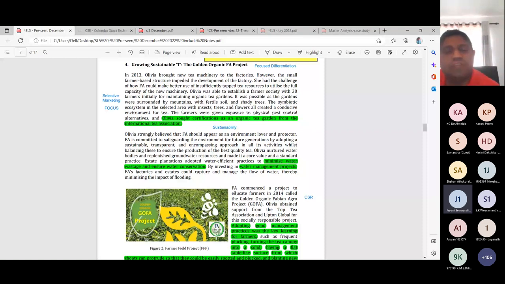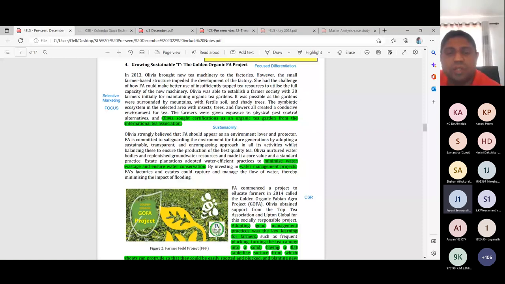Sustainability aspects, again. Olivia strongly believe that FA should appear as an environment lover and protector. FA is committed to safeguard the environment for future generation by adopting sustainable, transparent, and encompassing approach in all its activities. While balancing these to ensure the production of the best quality, Olivia nurtured water bodies and replenish groundwater resources and made it a core value and practice.